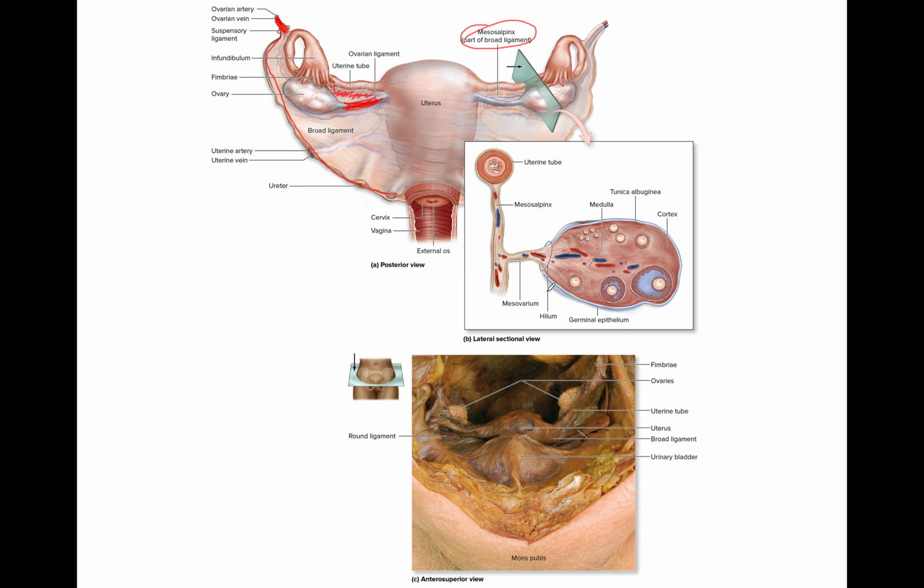So here's what the ovary is going to look like in a lateral section. It's going to have a medulla area, so it's going to have a middle area right here, and then it's going to have a cortex area. The middle medulla area is going to be blood vessels. The outer cortex area is going to be where your follicles are going to grow. Or really, you could probably just write your oocytes.